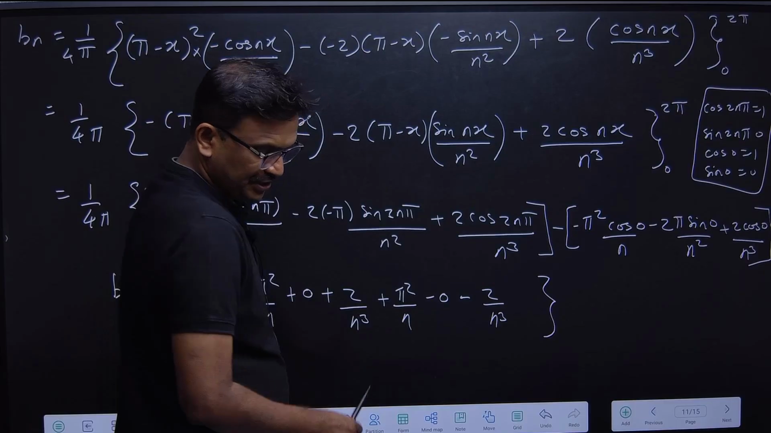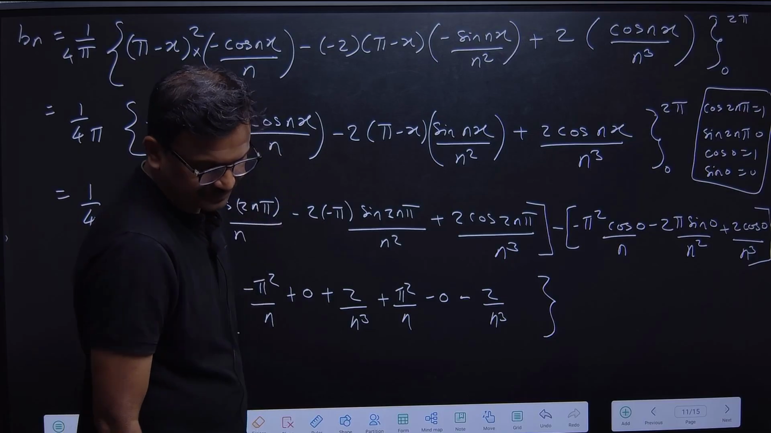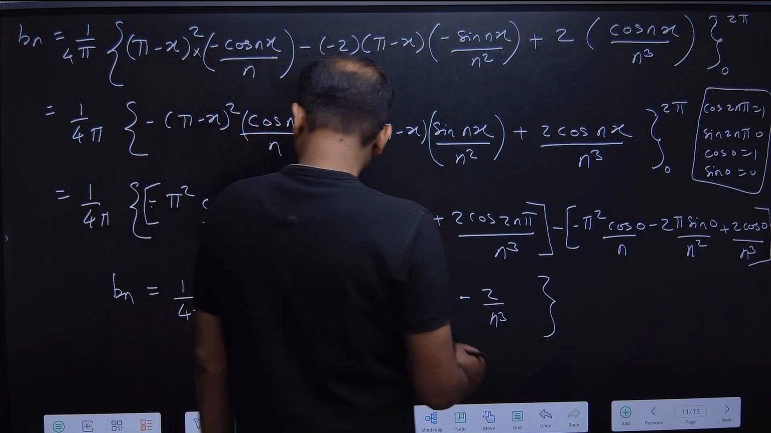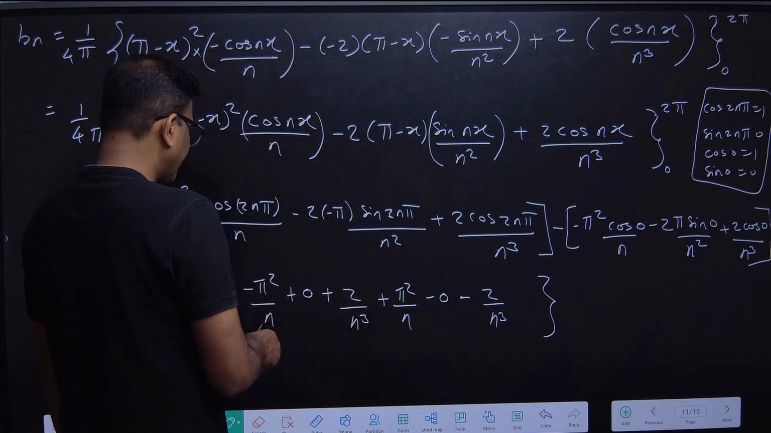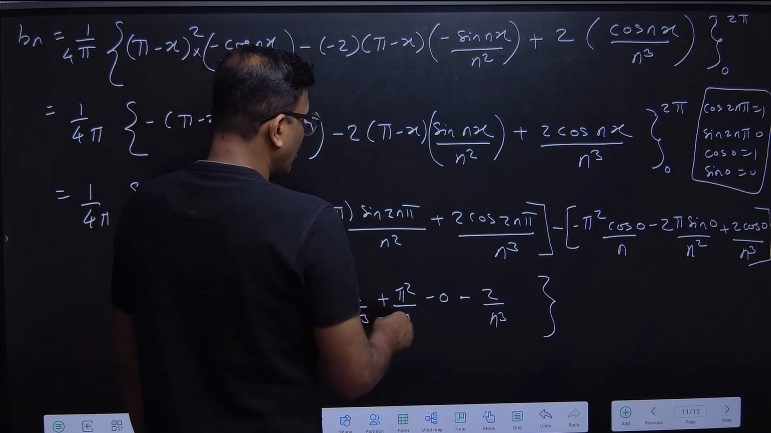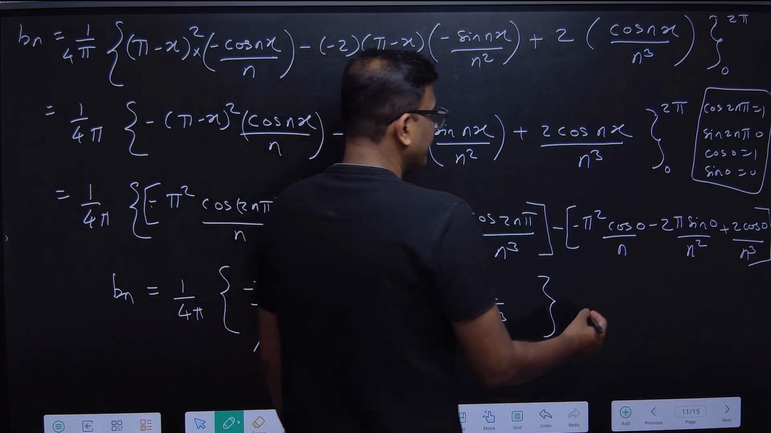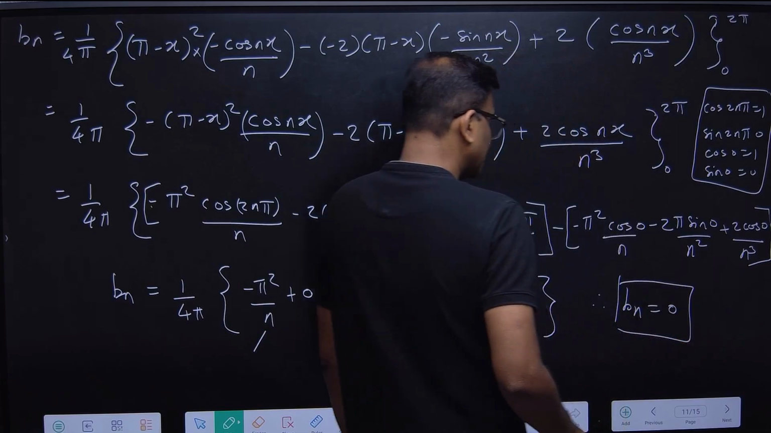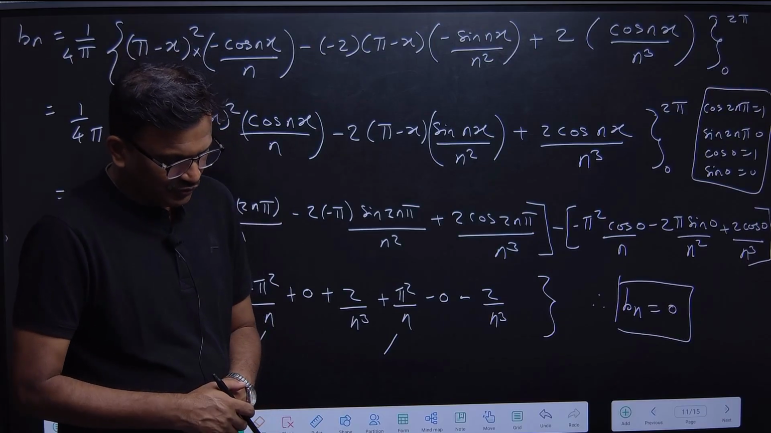So we can see that this plus 2 upon n cube minus 2 upon n cube gets cancelled. Also minus pi square by n plus pi square by n gets cancelled. So all the terms inside the bracket get cancelled. Isn't it? This minus pi square by n gets cancelled with this term plus pi square by n. Also this plus 2 upon n cube will get cancelled with minus 2 upon n cube. So all these terms are going to get cancelled. And finally, therefore, we get bn is equal to 0. So see, we found out a0, an, bn applying the respective formula.